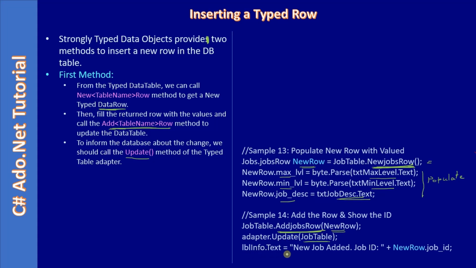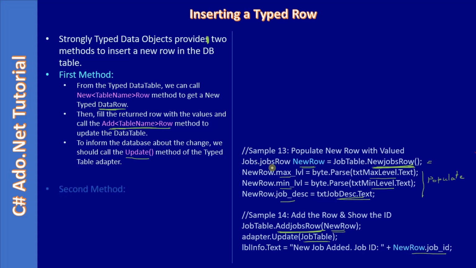So in our label info, we are just printing new job added. Job ID is this is where we are having the new row, right? New row dot job ID. And if you see, we haven't populated the ID field here. After you make call to adapter dot update, the adapter will find a new ID, and after the update, we are using that same new row. Since we have the reference, we refer the job ID and we inform that to the user. So new job added, and this is the new ID for the added job. So that's how we are printing it.